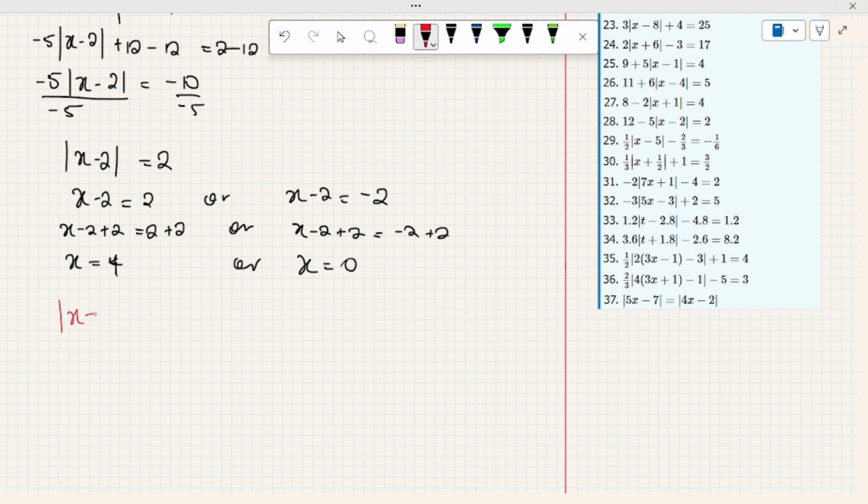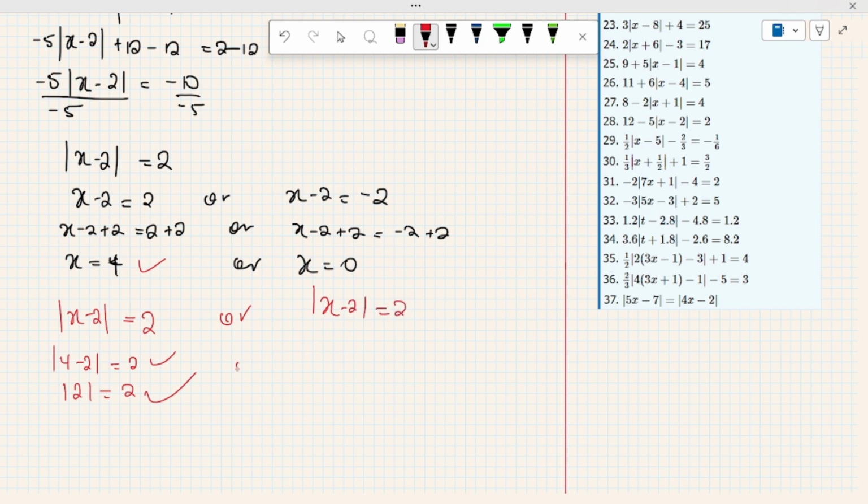Right, so we said we were looking for the absolute value of x minus 2, and it needs to give us the answer positive 2. Where there's x, you put the value of x. 4 minus 2 is equal to 2. So the absolute value of 2 is actually 2. Right, this is correct. Our answer is correct. Or again, you're looking for the absolute value of x minus 2, and it needs to give us 2.